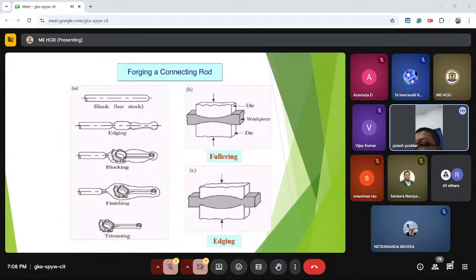So, forging a connecting rod. Initially it will be a blank, then after aging, then blocking, then finishing and trimming. In this aging process you can see there is a bulging area of the blank, and this is called fullering. So aging, fullering, and that will give the final blocking, and then after machining it will be the finished product, called trimming, forging of a connecting rod.